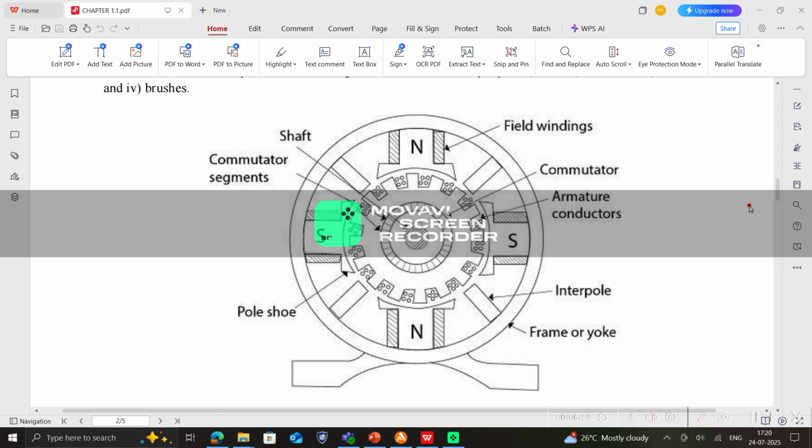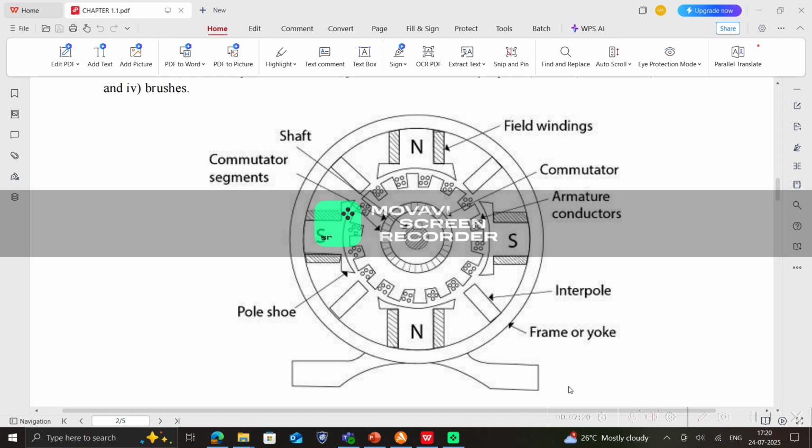Then the next part is our commutator, as we already said. In DC machines, normally split rings or slip rings we can provide in the case of the commutator. So it is only used in DC machines. We always generate AC, and to convert it into DC, we provide commutator segments.